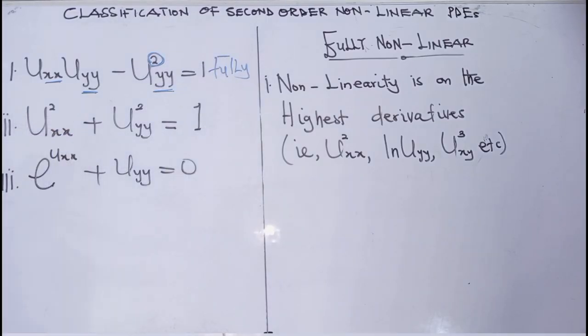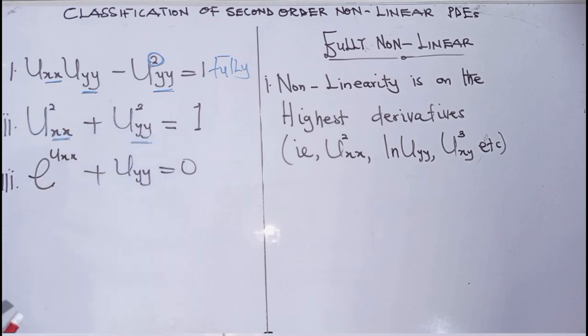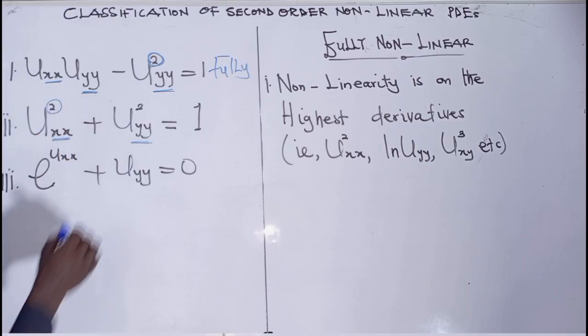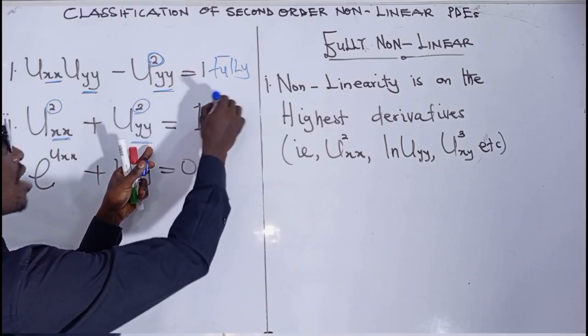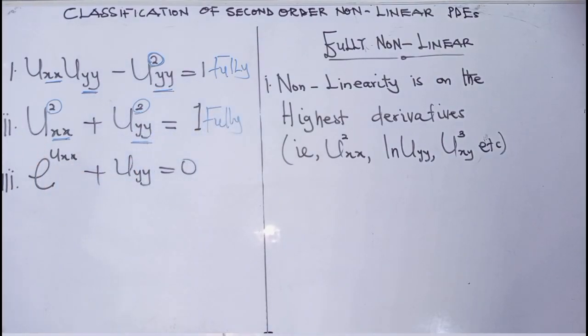Now let's look at this one. So first we have to identify our highest derivatives. We have uxx and then uyy. Then you ask yourself, are they linear? No, they are not linear, because we have the degree 2. This makes it nonlinear. And the nonlinearity is on the highest derivative, so it makes this PDE a fully nonlinear PDE, fully nonlinear.